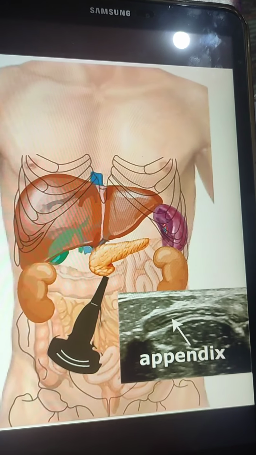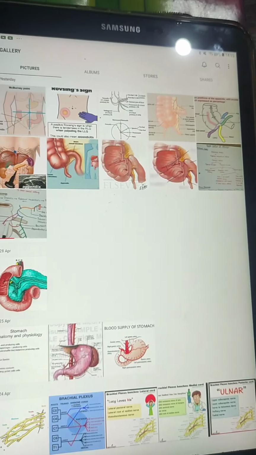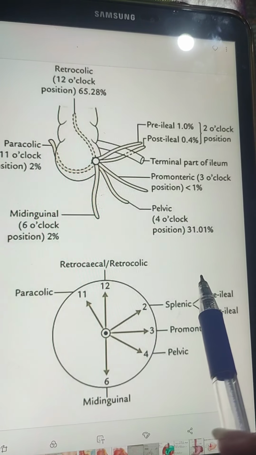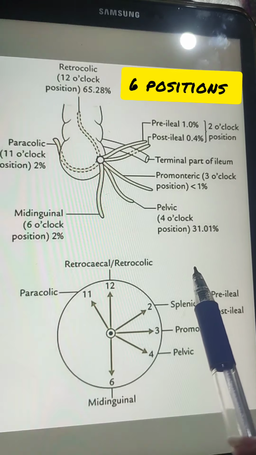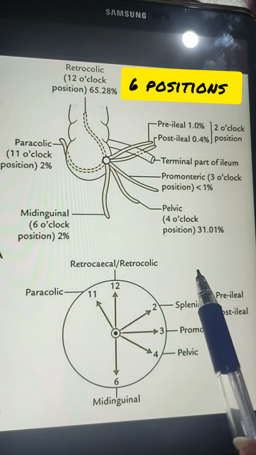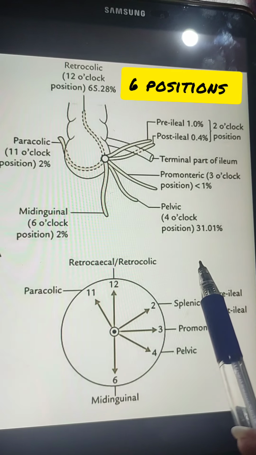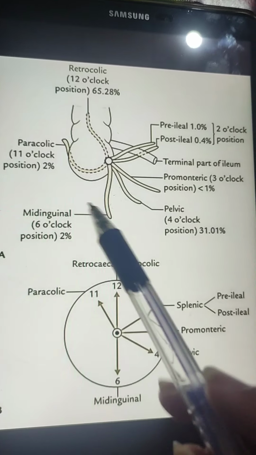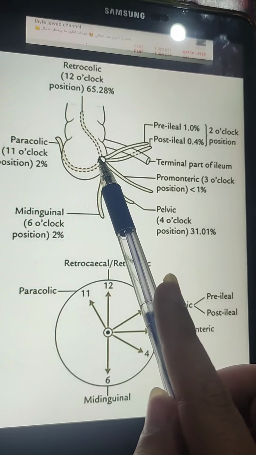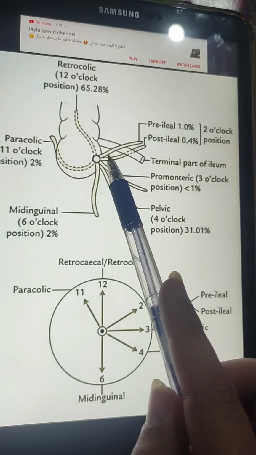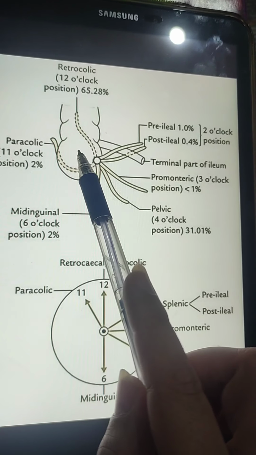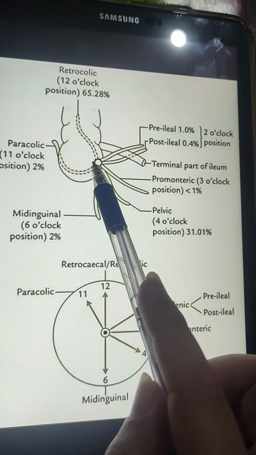After the location of appendix, there are various positions of appendix. Appendix is not always going to be in this ideal situation where it lies behind the cecum in the right iliac fossa. Sometimes there are different positions of appendix, and these vary according to the location of cecum. Here, this is ileum. Ileum is opening into the cecum. This is cecum, right?